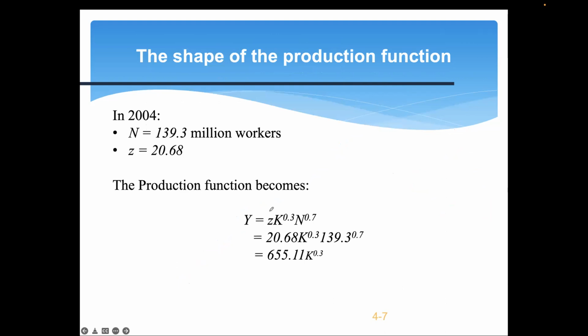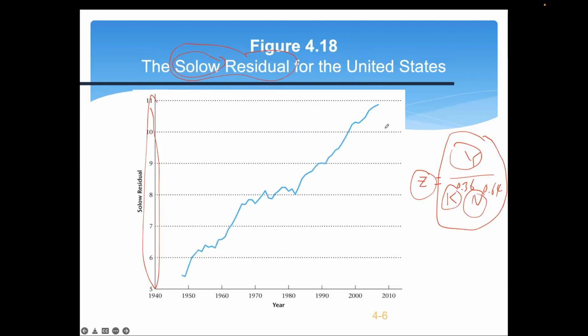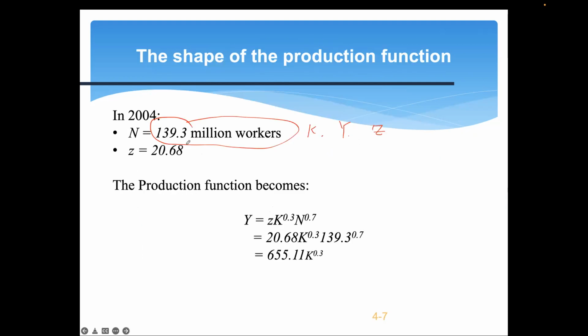Now we can look at our production function in a little bit more detail. In 2004, in the US economy, we know the total number of workers. Then by looking at K and Y, we can back out Z. So we have Z, and Z is going to be 20.68.